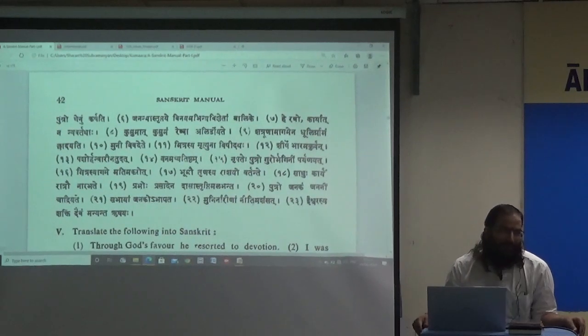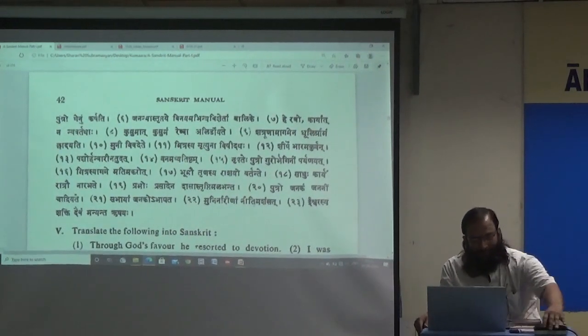Om purnamadah purnamidam purnat purnamudachyate purnam.